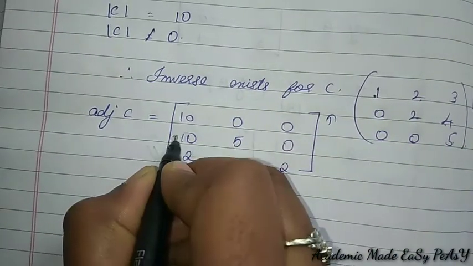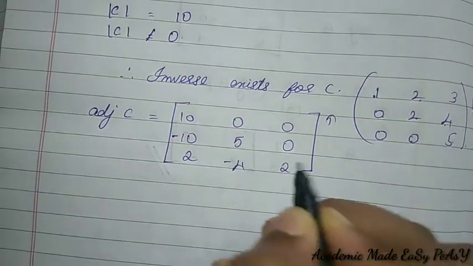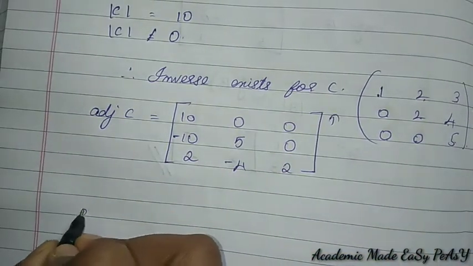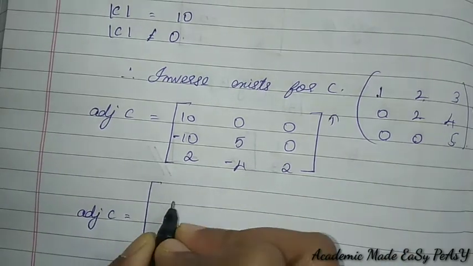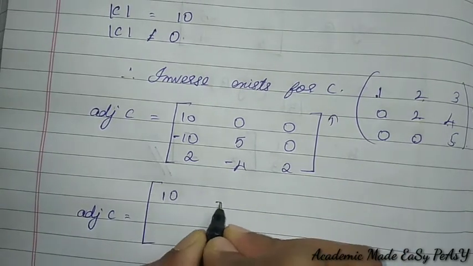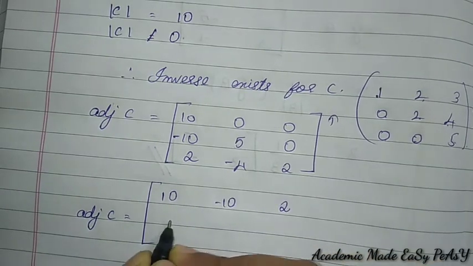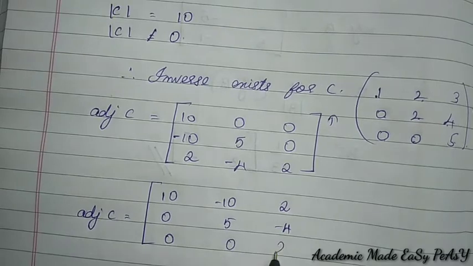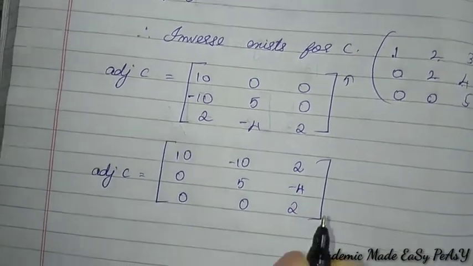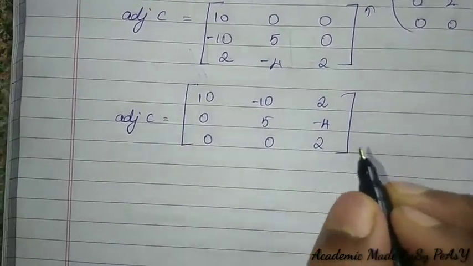For 0 I need not do minus here, and minus here. So adjoint of C is equal to 10, minus 10, 2, 0, 5, minus 4, 0, 0, 2. So this is the required matrix for adjoint of C.